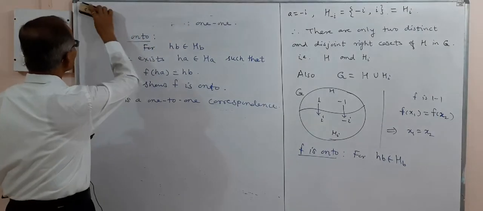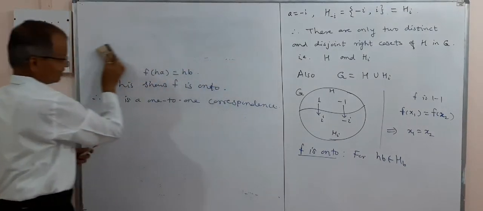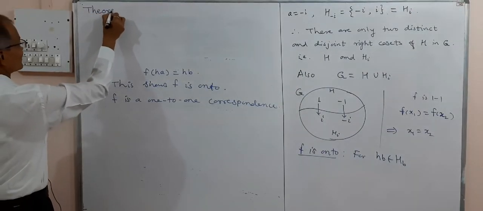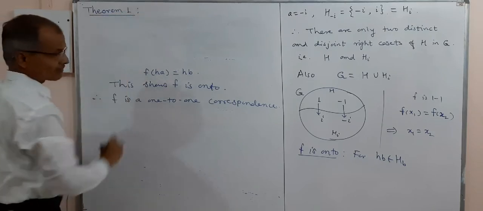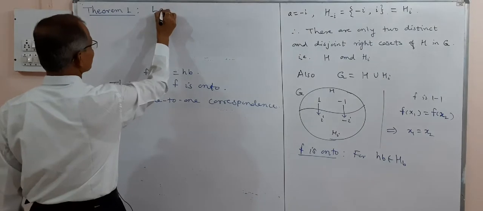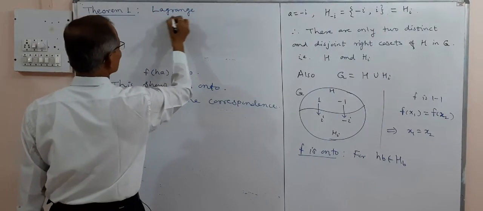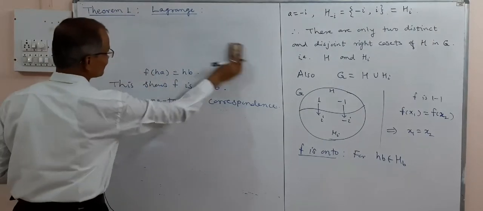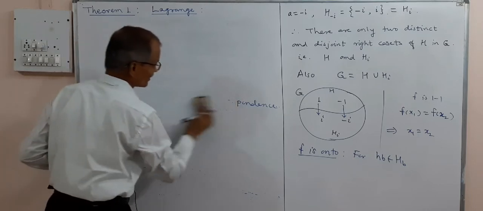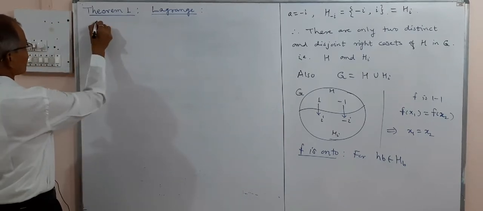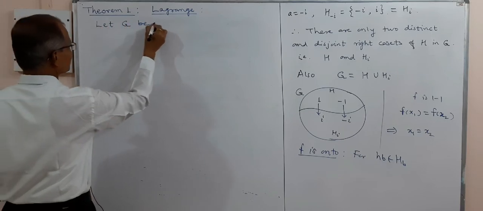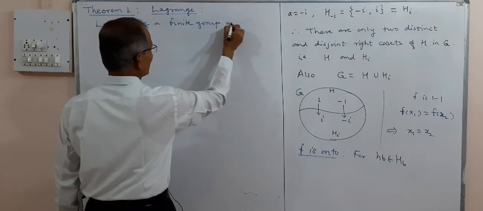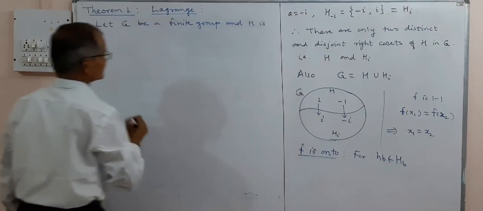Now we shall prove a theorem which is due to the mathematician Lagrange, and this is our first theorem in this chapter. Up till now we have proved lemmas, and the theorem is: first we have to consider G as a finite group. Let G be a finite group, and H is a subgroup of G.